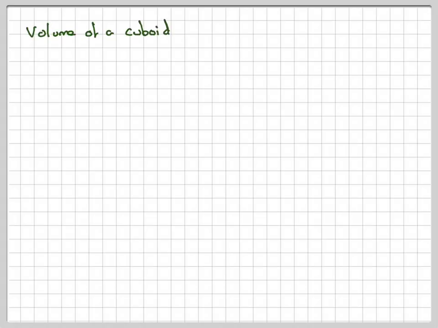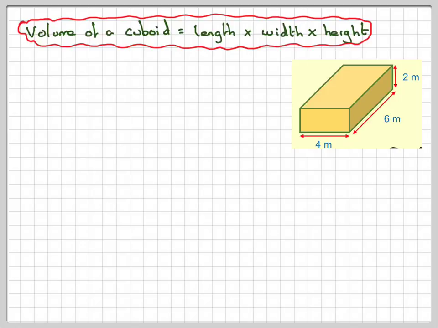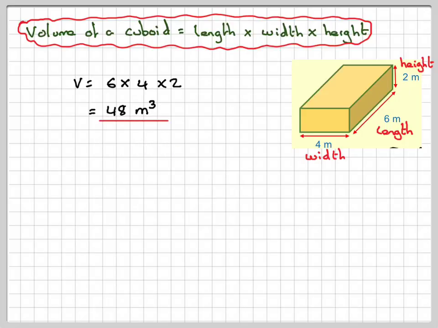Going to the second one, the volume of the cuboid is length times the width times the height. So we've got our cuboid here. Now these are all measured in meters this time, but this one will be the length, this is the width, and this is the height. So the volume will be, in this case, the 6 times the width, which is 4, times the height, which is 2, and that comes equal to 48 meters cubed. And again, note the units of meters cubed.